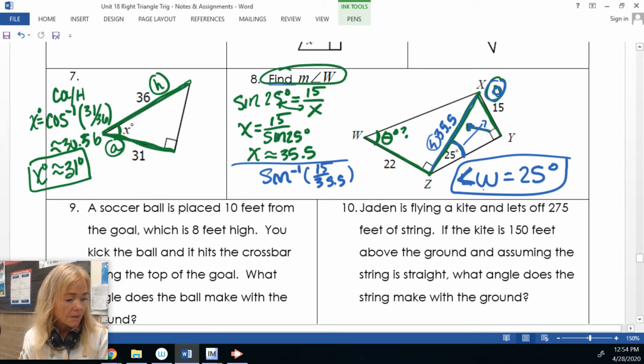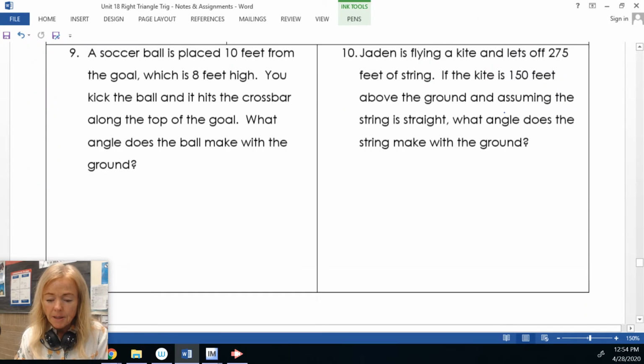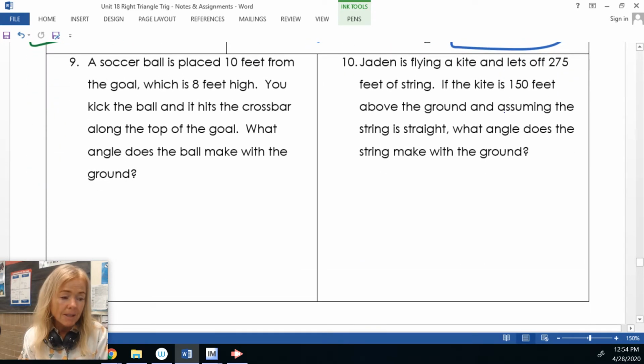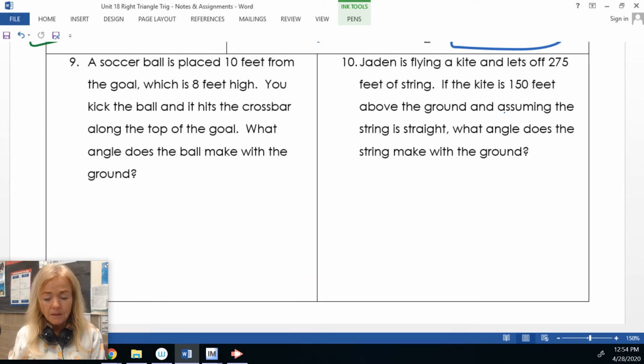How much time do I have? A little bit. I can set up at least the 9 and 10. I'm just going to help you set them up, but probably not solve them. You could do the remaining solving on your own.